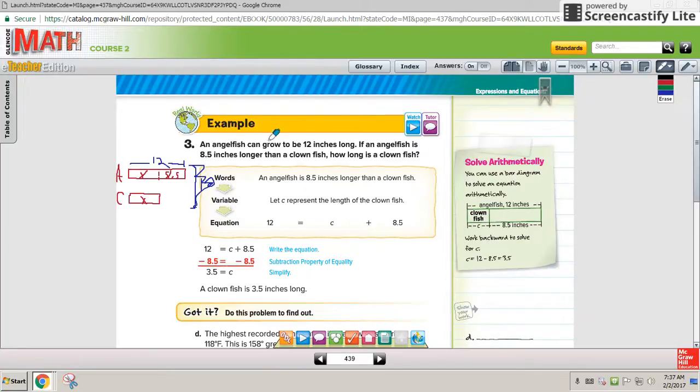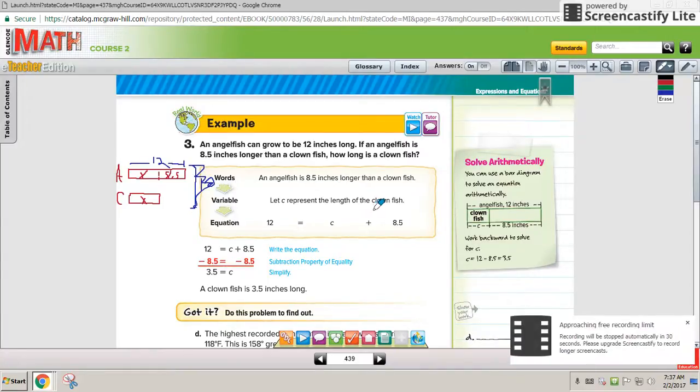And now we're going to turn this into an equation. This says that x plus 8.5 equals 12. Okay, so if you look at that, that's what we get. When you subtract, you get 3.5.